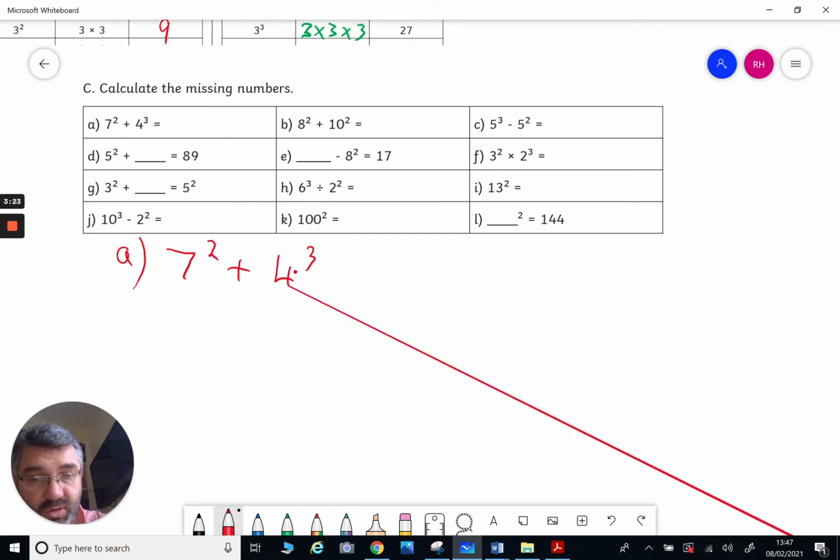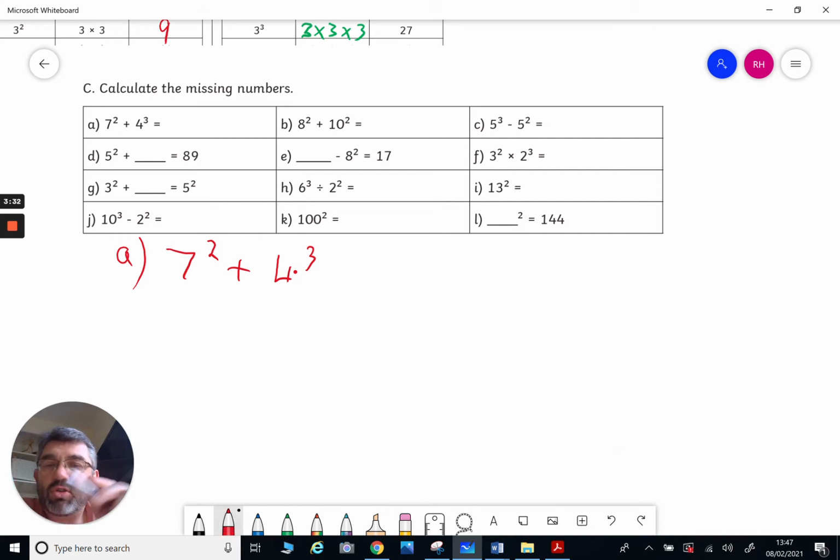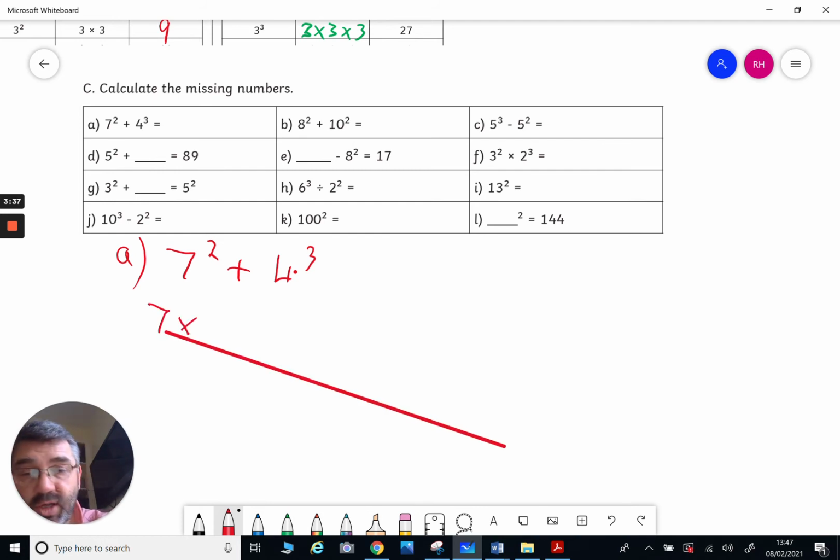Oh, that's a strange line appearing from nowhere, isn't it? Let's just see if we can get rid of that, shall we? Right. Okay, come back to what we're going to do. Okay, 7 squared is 7 times 7. Let's do it again. Let's get rid of that again. Right, let's start that fresh, shall we?